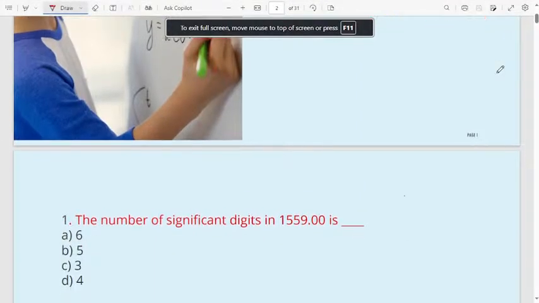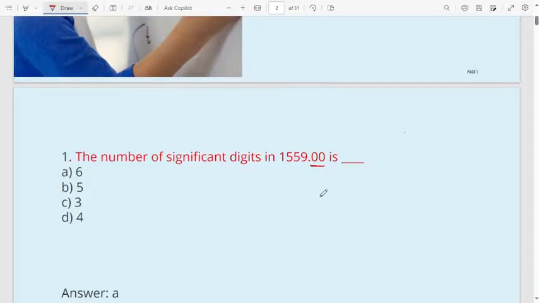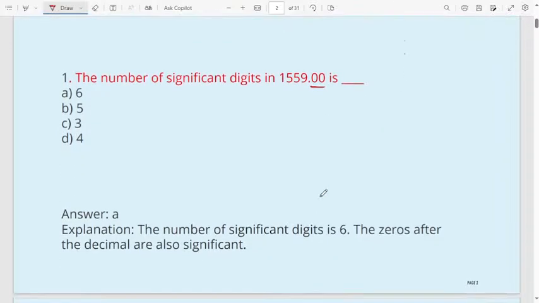The number of significant digits in 1559.00. This is the decimal. After the decimal, we will consider these two zeros also. 1, 2, 3, 4, 5, 6. Therefore, the correct answer will be option A, 6.